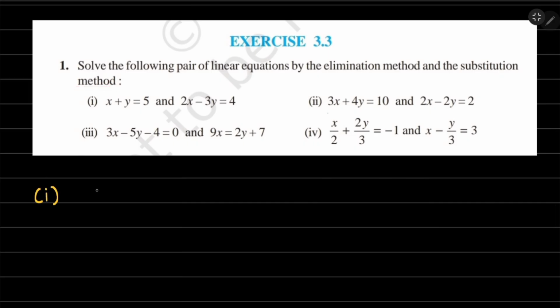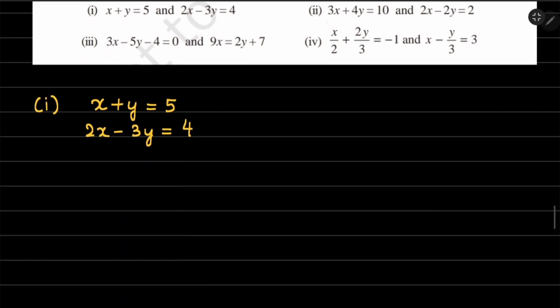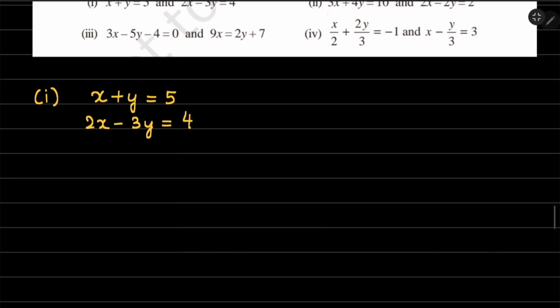So the first question is, x plus y is equal to 5 and 2x minus 3y is equal to 4. Right? The first one, let's use elimination method. So you have to eliminate one of the variables, right? So using elimination method, if you see in the first equation, you have got y. Second equation, you have got minus 3y. So what I can do is, first of all, the first method is the elimination method.